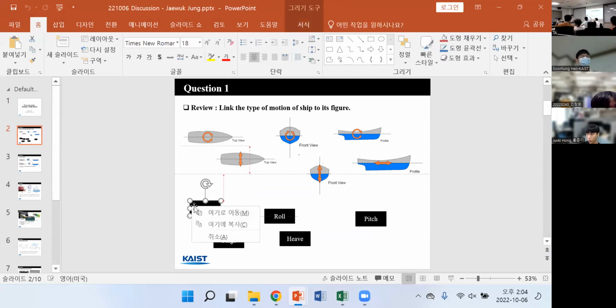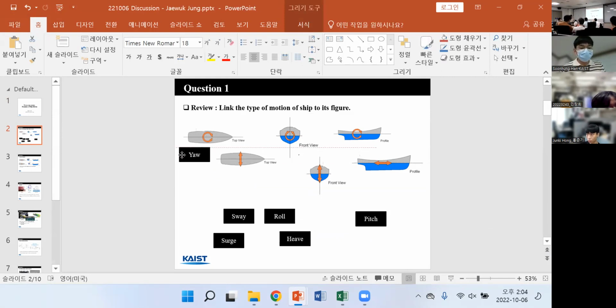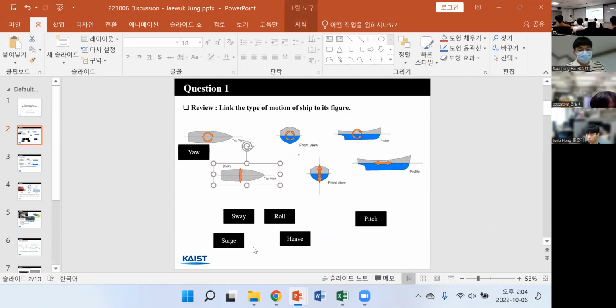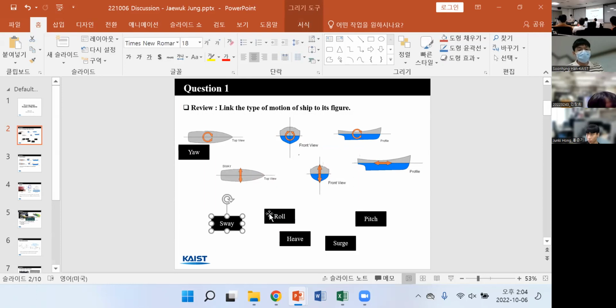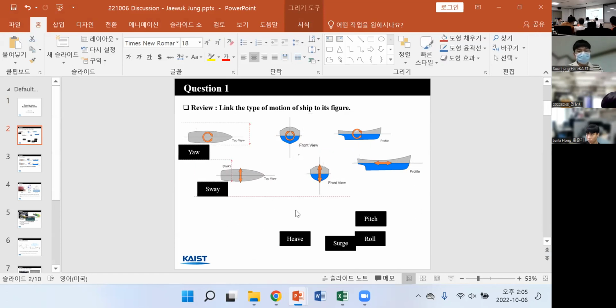Where do you think yaw would be going? Top left. Top left, okay. First one. Okay, next let's do sway. What motion does sway represent in this figure? Lateral displacement. So where does it represent? Bottom left. Bottom left, okay.